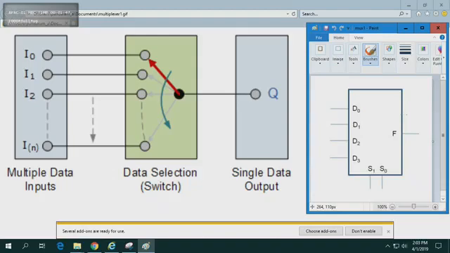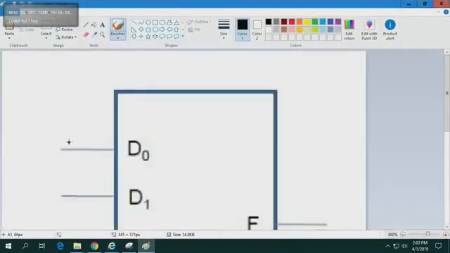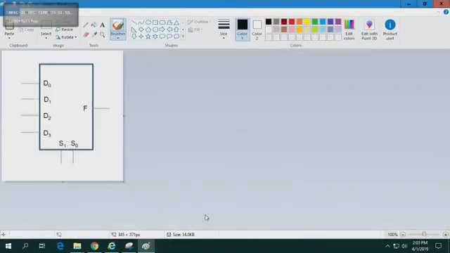Let me try and zoom in on this. Okay, so have a look at this. There's the data lines, D0, D1, D2, D3. That's the data. There's the output line, only one output, F. And then there's the selector lines or the controller lines. So what do the selector lines or the controller lines do?